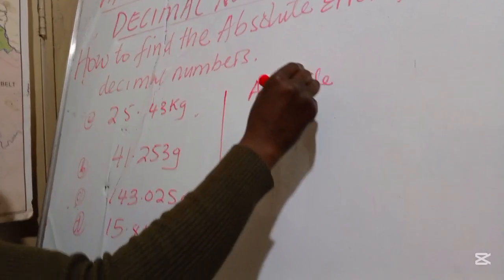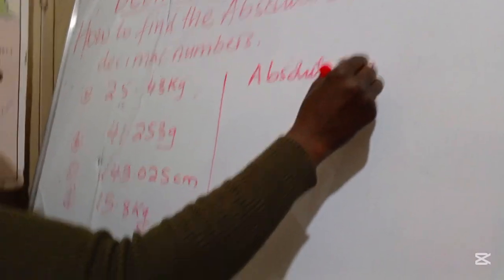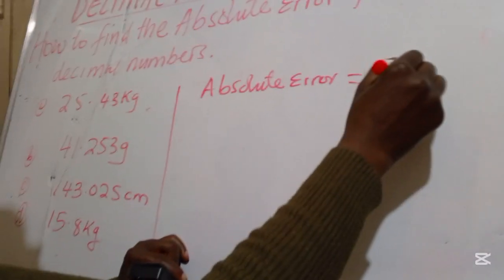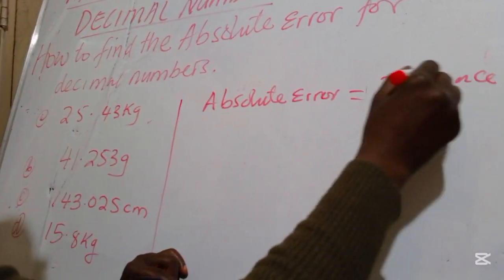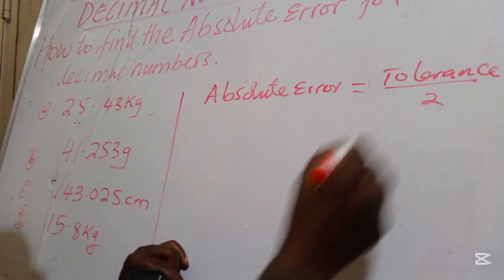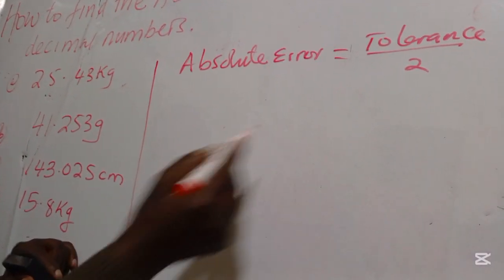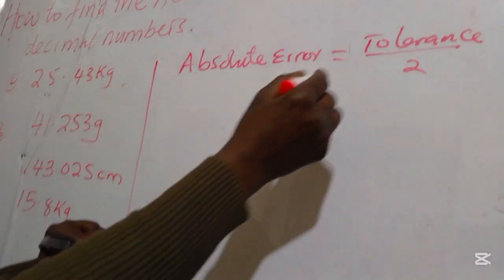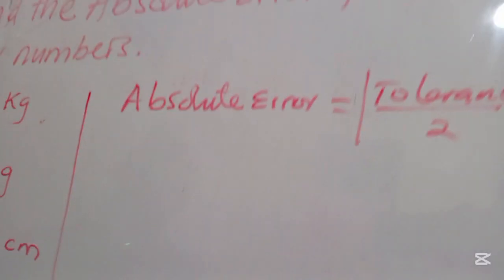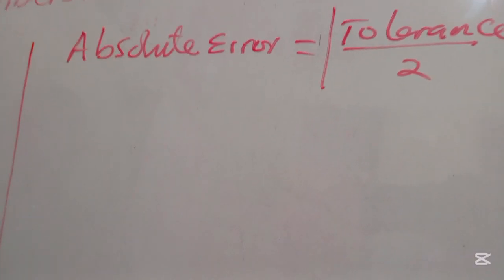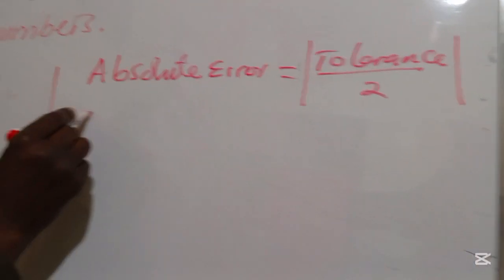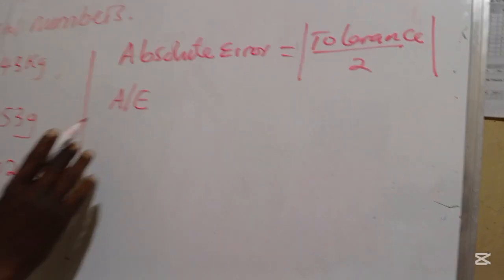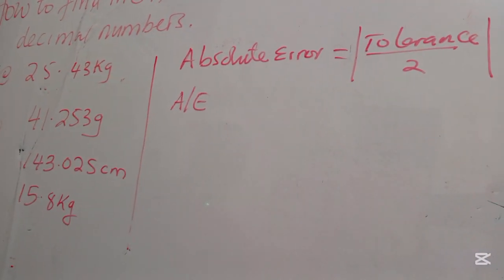we are saying absolute error is equal to the tolerance over 2, where the 2 is about the upper limit and the lower limit. Now this should be absolute, it should be positive. This absolute error abbreviation I'll be writing like this, even in an exam.